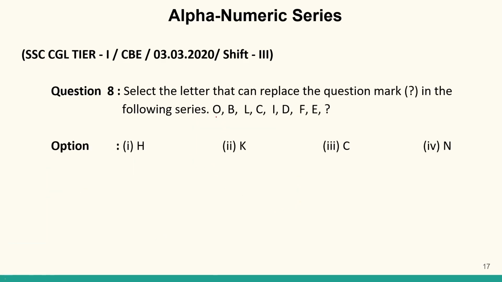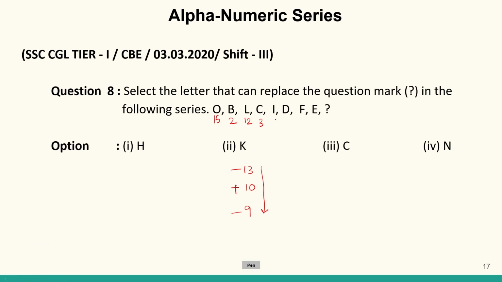Okay. So O is positioned at 15 and B is positioned at 2. So there's a decrement of 13 terms. L is positioned at 12. C is positioned at 3, so again an increment of 10 terms. First there was a decrease of 13 terms, then an increase of 10 terms, then again a decrease of 9 terms. So I can't really figure out any logic in this. I can't figure out how the alphabets are jumping.